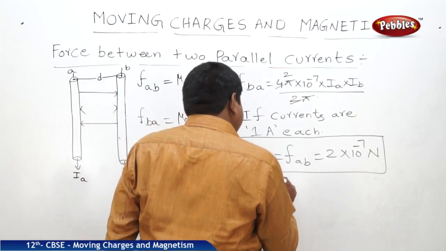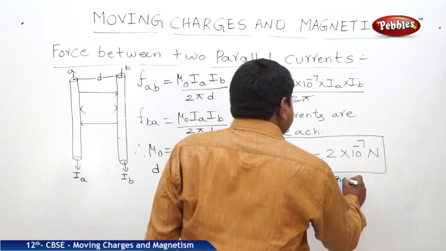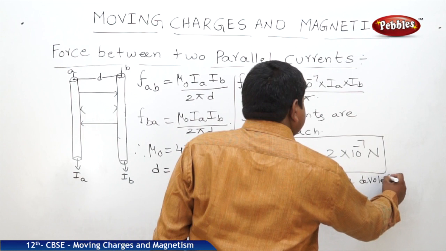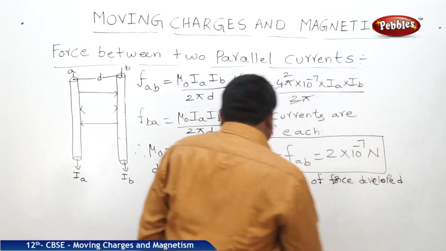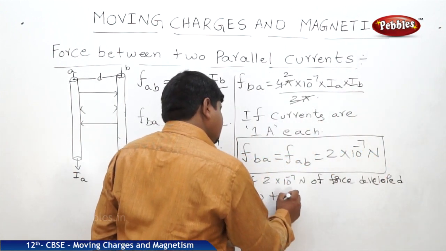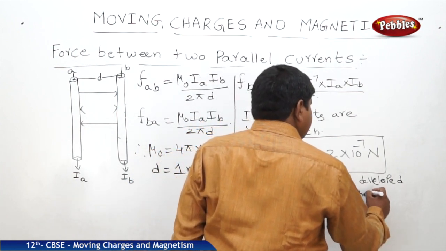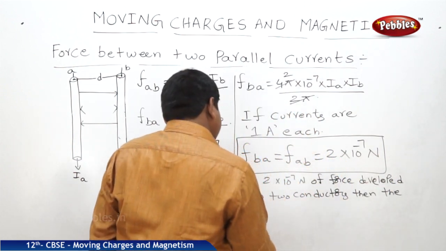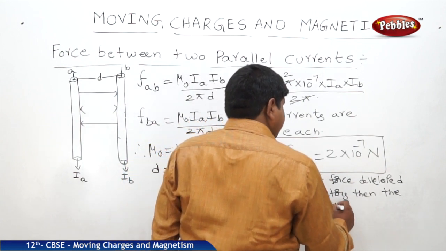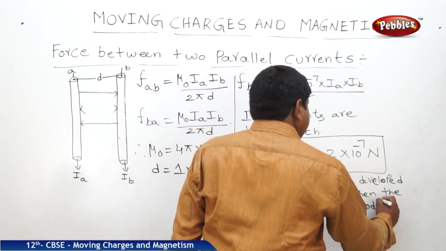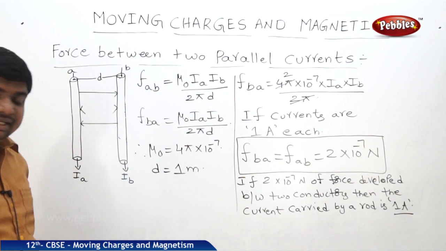If 2 into 10 to the power of minus 7 newtons of force is developed between two conductors, then the current carried by a rod is 1 ampere. This is one of the ways to understand the ampere.